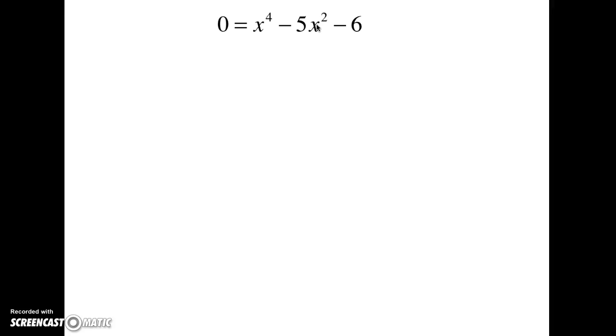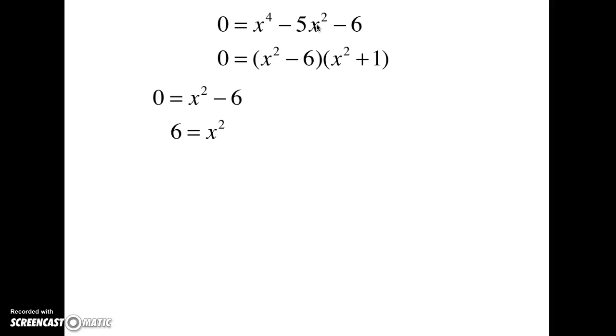The next example, we're going to start it off in a similar fashion. We are going to factor it by finding the numbers that add up to -5 and multiply give us -6, and that is -6 times +1. X squared minus 6, we want to know when that's going to be equal to 0. Add 6 to both sides, take the square root. We can't simplify the square root of 6, so we just leave it as plus or minus radical 6.